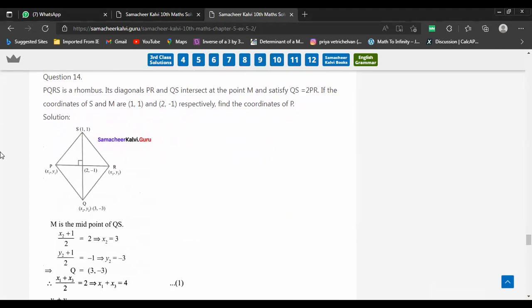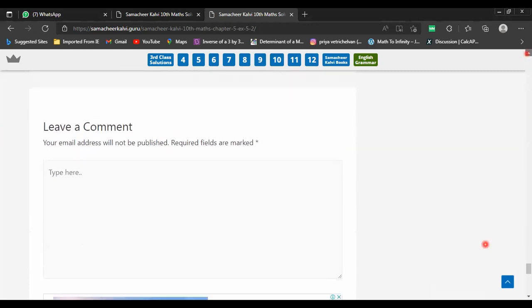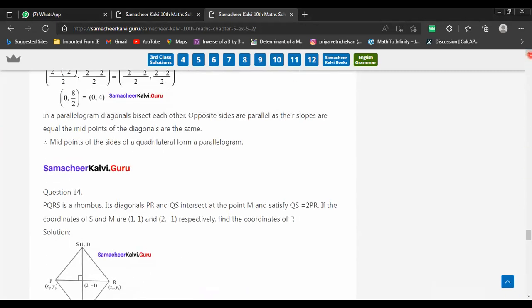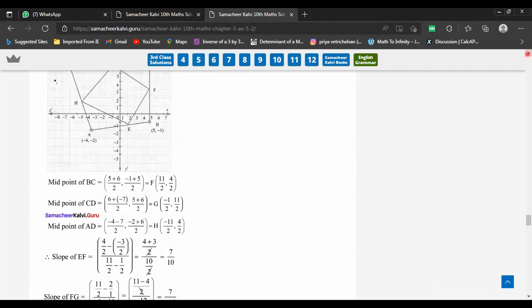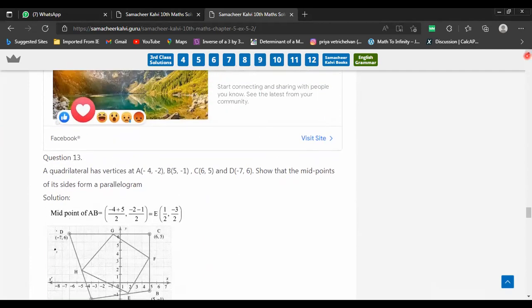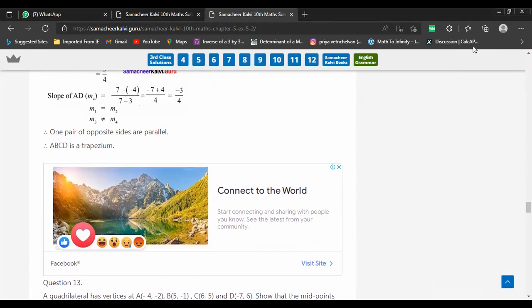Question number 14. Do you have question number 14 in your textbook? No, I only have 13 questions. This is the last question, isn't it? Okay. Do you understand this exercise? Yeah. Okay.